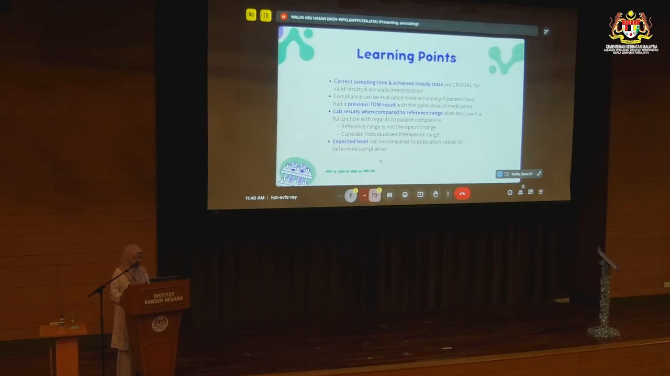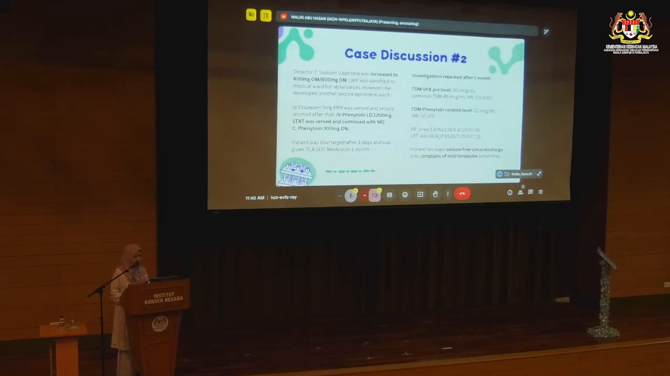This is for pharmacists to help you calculate the expected level. Okay, same patient, she was admitted to the ward and the dose was increased to 400 mg and 600 mg. However, she developed another seizure episode in the ward. So they gave her a stat dose of IV diazepam, and the seizure was aborted. They also loaded the patient with IV phenytoin 200 mg stat and continued with a maintenance dose of phenytoin 300 mg nightly. So the patient was seizure-free after that and discharged after 3 days, given a medical follow-up in 1 month.